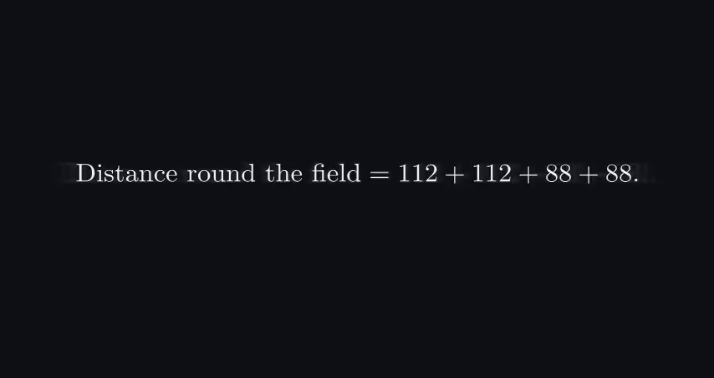Distance round the field equals 112 plus 112 plus 88 plus 88. So this simplifies to equals 400 meters. So the distance round the field is 400 meters.